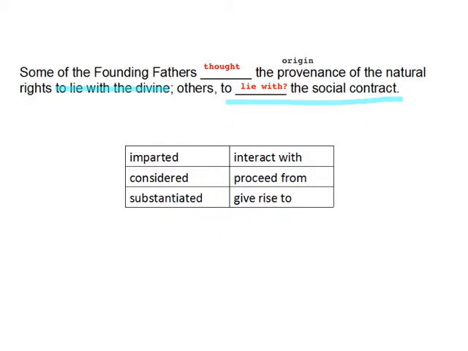This is just improper grammar. It's bad to say substantiate the origin to the divine. I can't substantiate to something. I can think that something lies with the divine, but I can't really prove that or support that in the same way. So considered is our best match here.